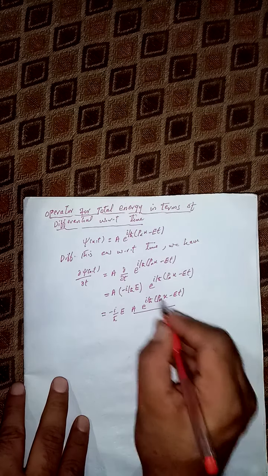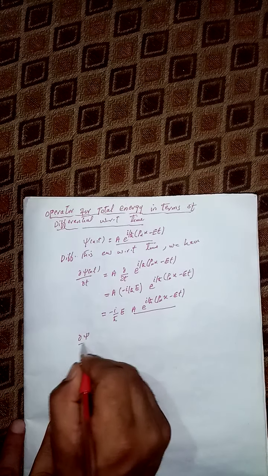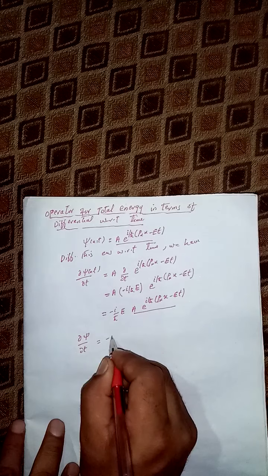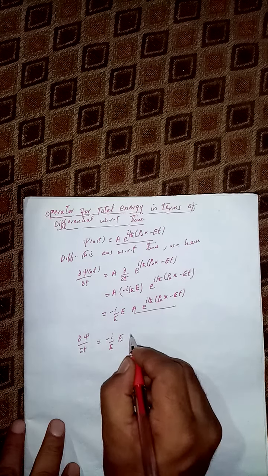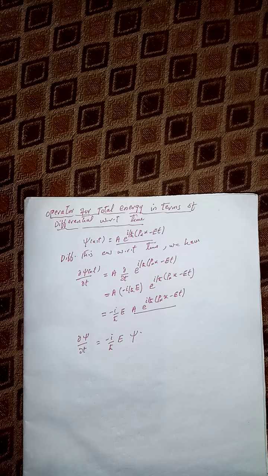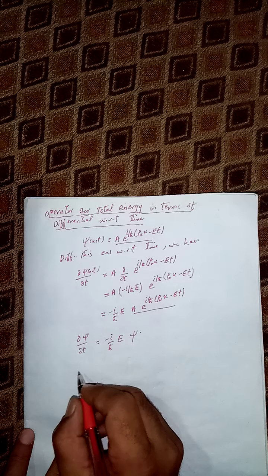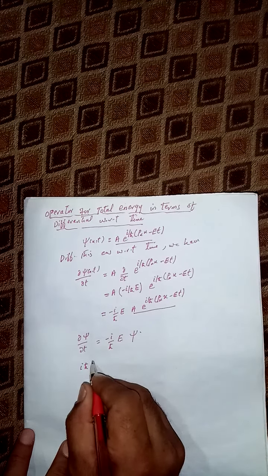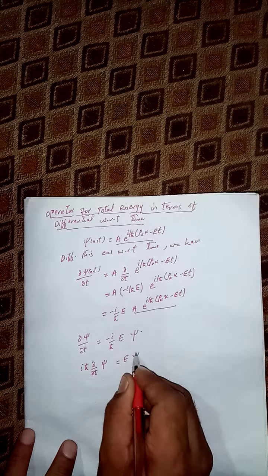Now this is again the same wave function psi of x, t. So partial psi over partial t is equal to minus iota over h bar E, and then we have the same wave function. If we bring this factor to the right hand side, we get iota h bar partial by partial t of psi is equal to E of psi.